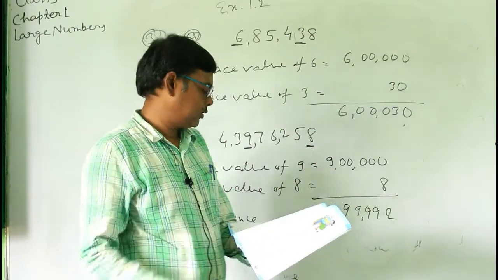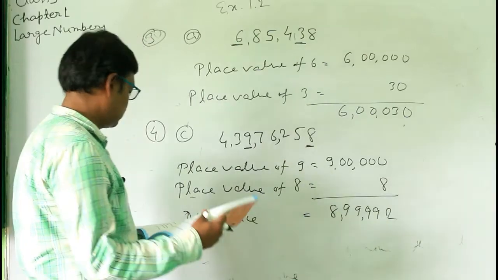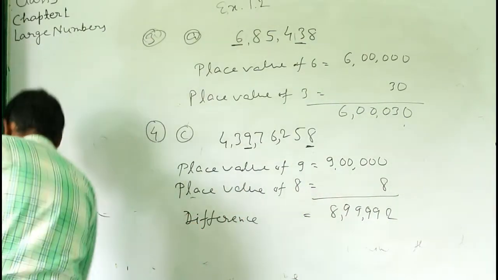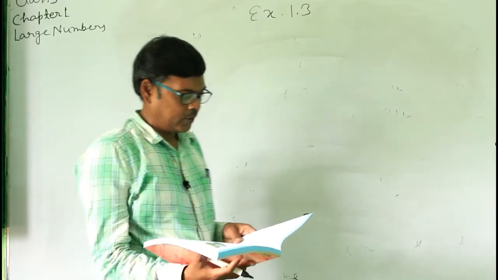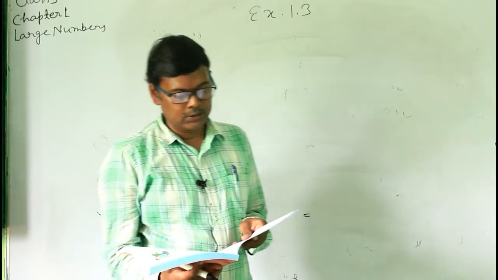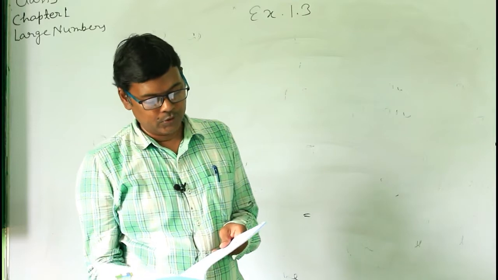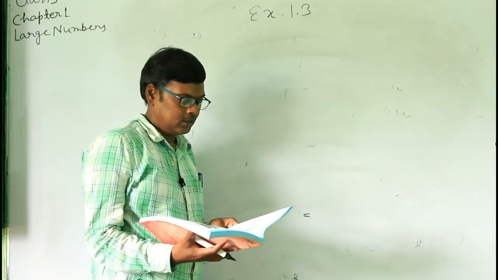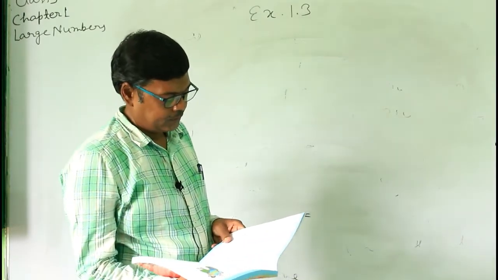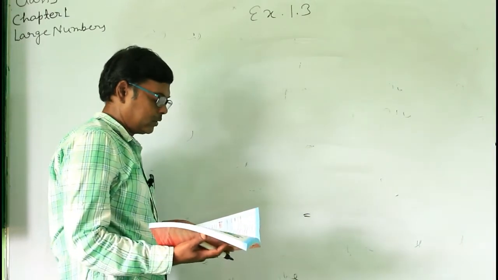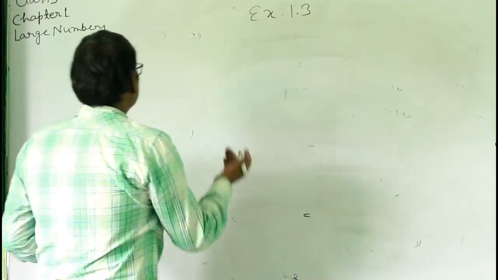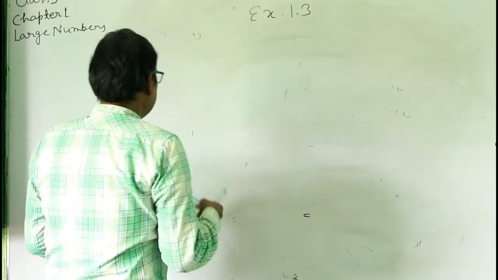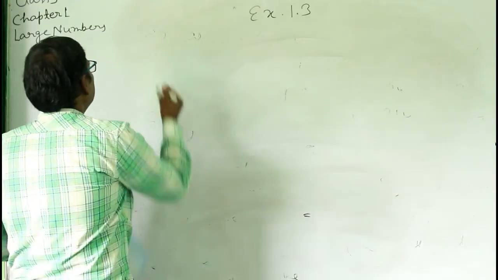So next, exercise 1.3. In the first question: in the following numbers, mark the periods with commas and write the names in both the Indian and the international systems of numeration. In this case, in the following numbers, mark the periods with commas. Okay, so question number A, that is 1A.